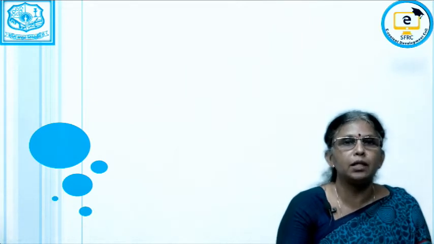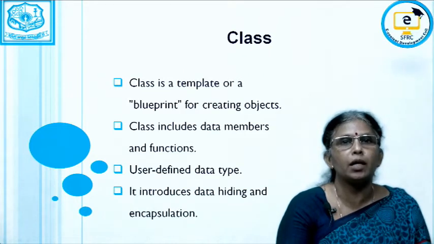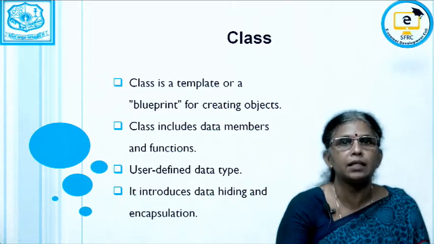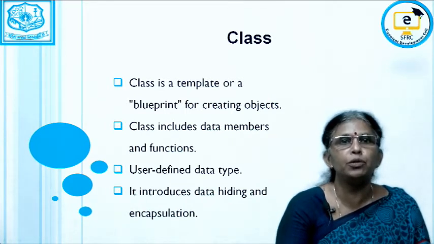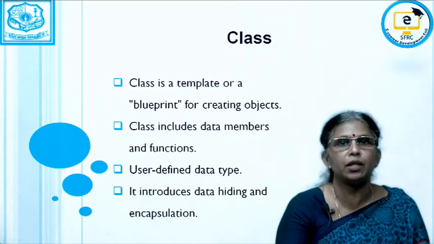In this video lesson, I am going to talk about and explain classes and objects in the Python programming language. Class. A class is a template or a blueprint for creating objects. A class includes data members and functions. The data members and functions are encapsulated inside the class. The class is a user-defined data type. The class helps to introduce data hiding and encapsulation.